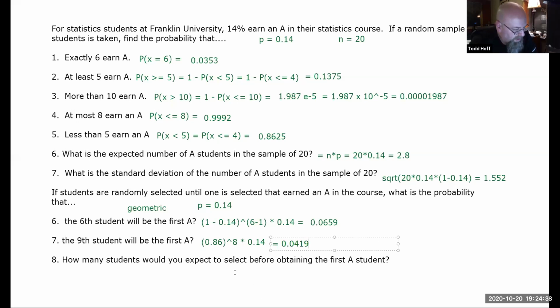Is that probability? And what is the expected value? How many students would you expect to select before getting the first A? Well, that's 1 divided by 0.14, or 7.14. So we would expect on average the first A would be between the 7th and 8th student.